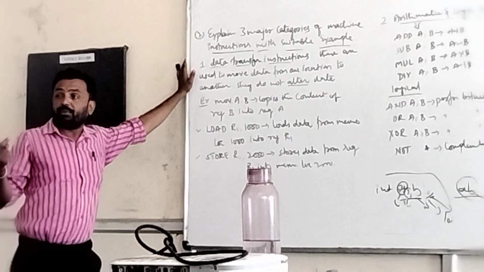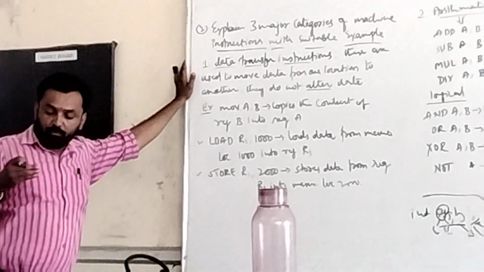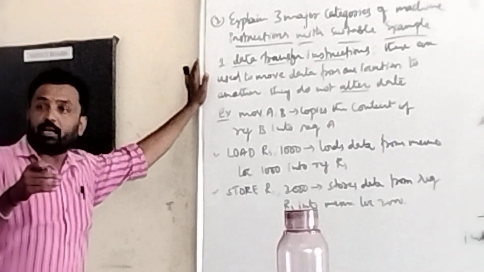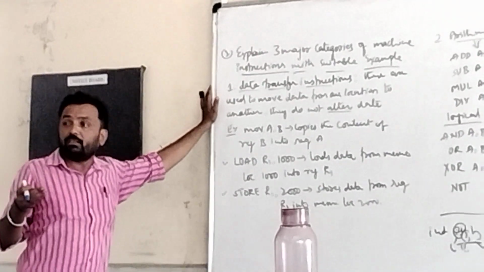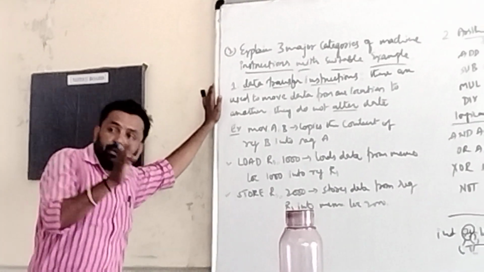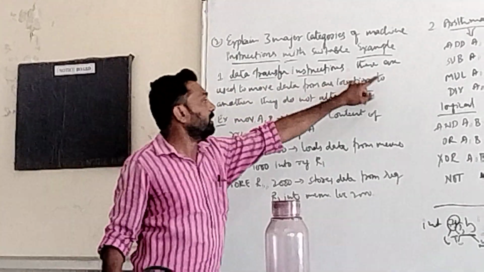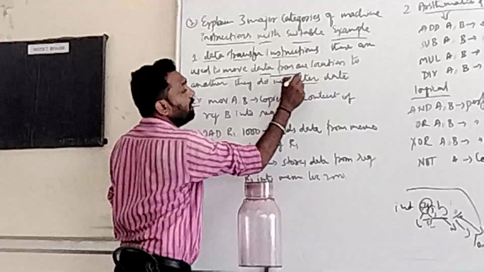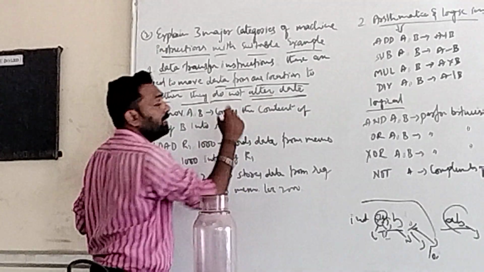What is a data transfer instruction? It is how data can be transferred from one device to another. To transfer the data, there are some instructions, and according to those instructions only, the data can be transferred. Data transfer instructions can be used to move data from one location to another. They do not alter the data.